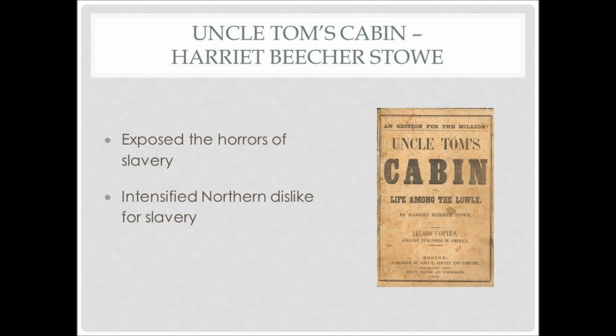If we move on to the Civil War period or the pre-Civil War period, one of the things that really pushed the Northern dislike for slavery was the book Uncle Tom's Cabin by Harriet Beecher Stowe. And this book was very important because it exposed the horrors of slavery. And after this, Northerners really, to an even higher degree, disliked slavery and the concept of slavery. And this exposes the way in which these African Americans in the South, these slaves, are being treated.